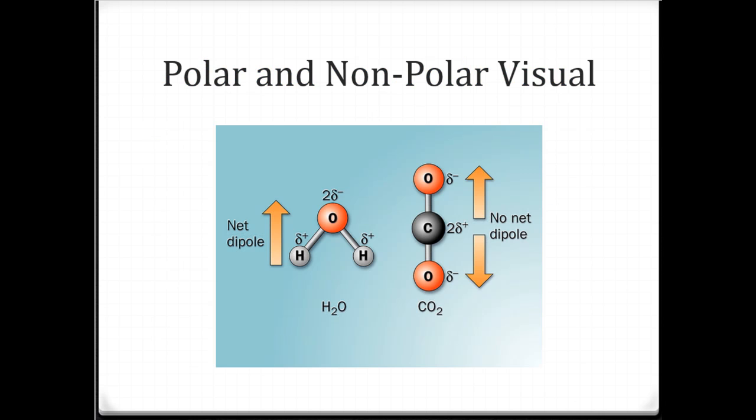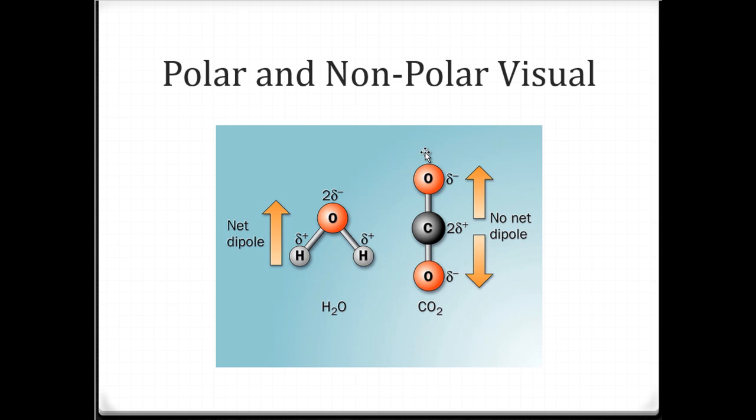I've got a picture here also to help you see what's going on. So here we have water, and water has the electronegative oxygen on one side and the hydrogens down to the other side. So that creates a dipole. Di meaning two, and pole meaning opposite ends. So we've got a negative end up here and a positive end here and here.